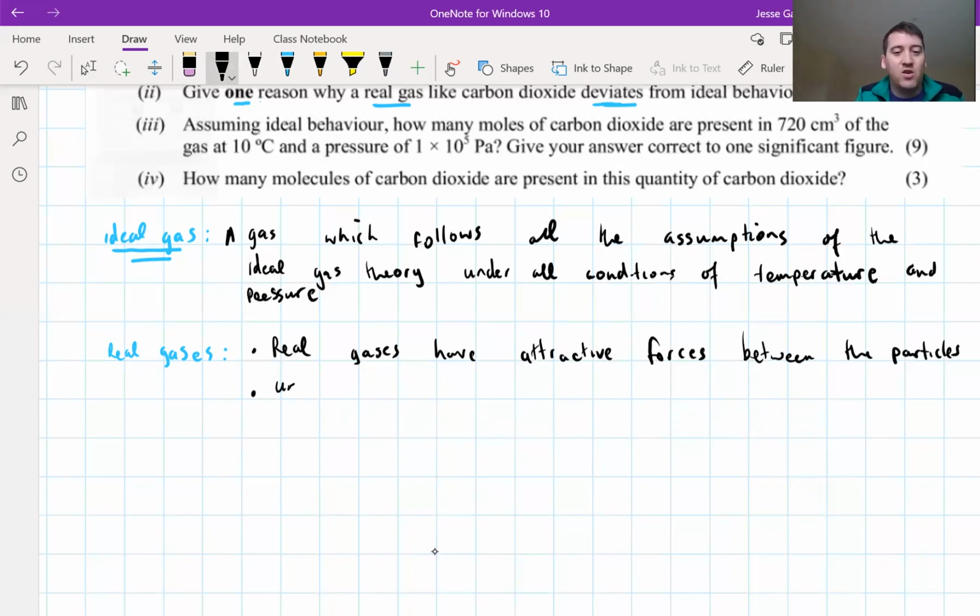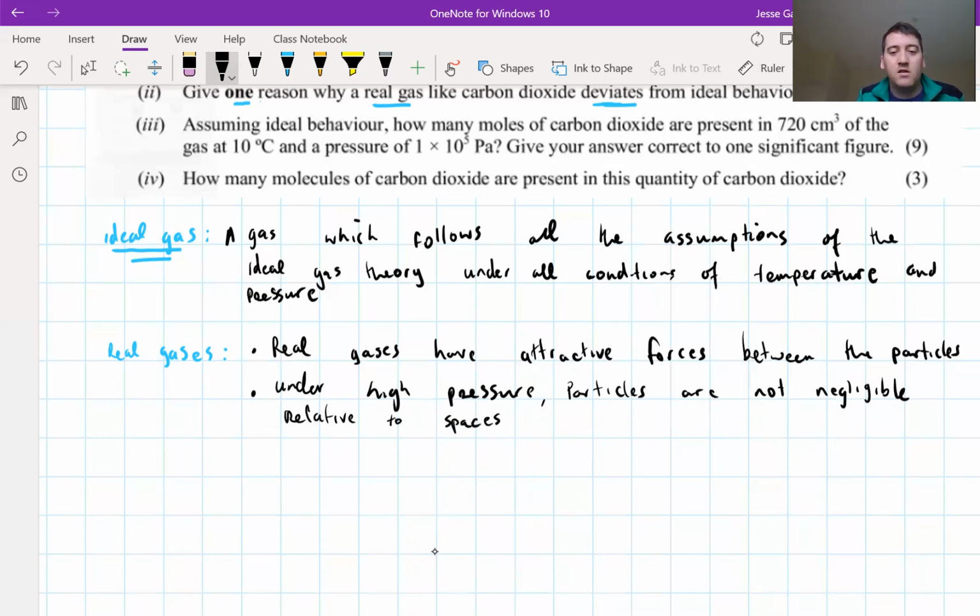So we could say under high pressure, particles are not negligible relative to the spaces between the particles.